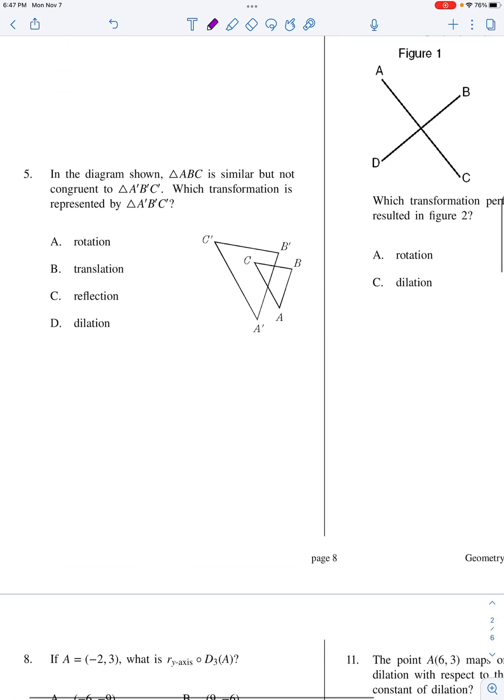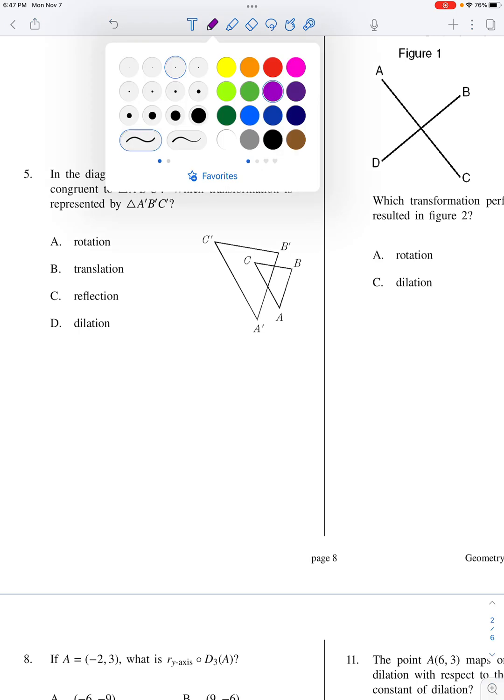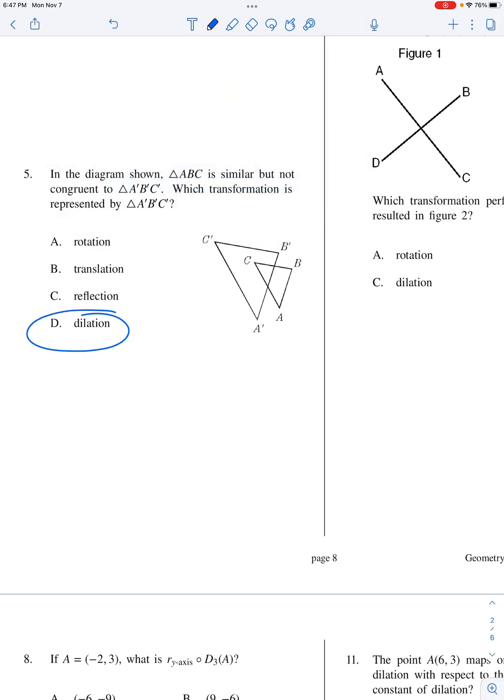For number 5, this is another easy one. Anytime your transformation changes size, it has to be a dilation. All the other ones are rigid motions, and they give you the same size figure. But when you do a dilation, your figure gets bigger or smaller.